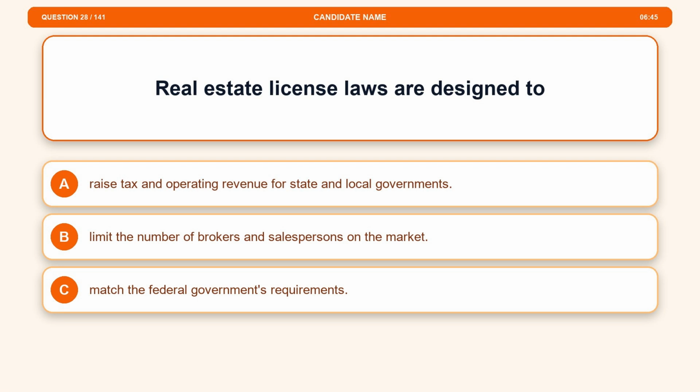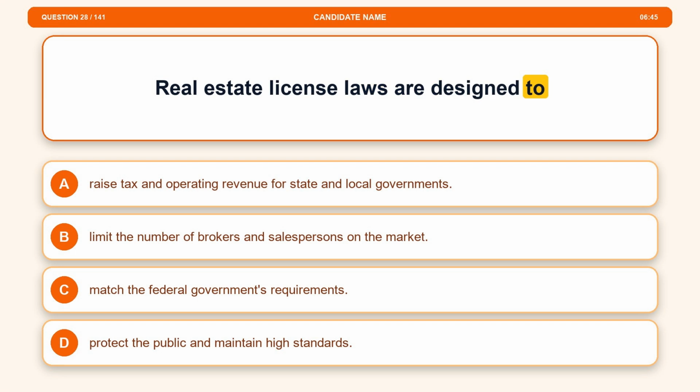Question 28. Real estate license laws are designed to: Option A, raise tax and operating revenue for state and local governments. Option B, limit the number of brokers and salespersons on the market. Option C, match the federal government's requirements. Option D, protect the public and maintain high standards.